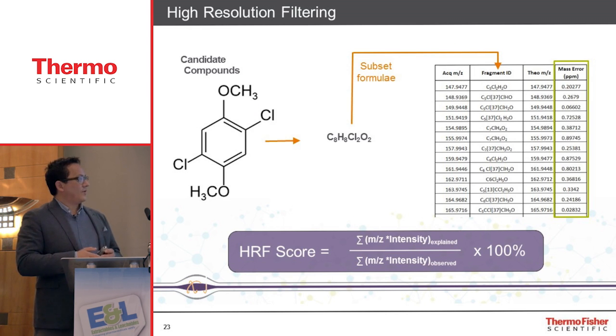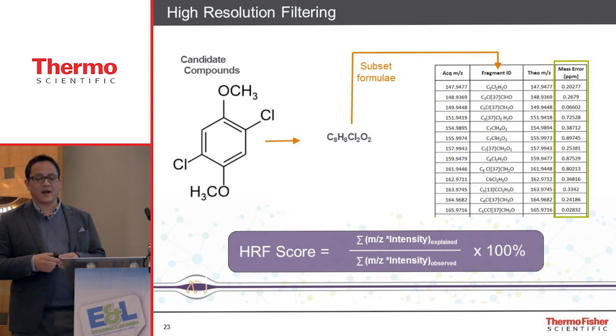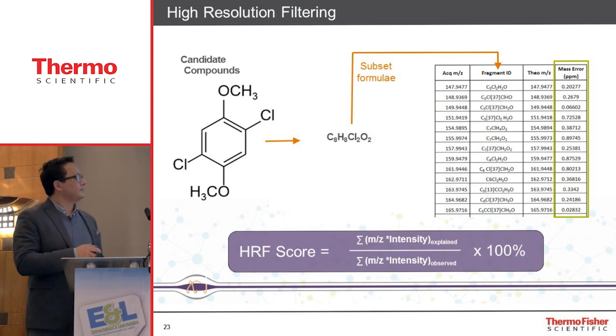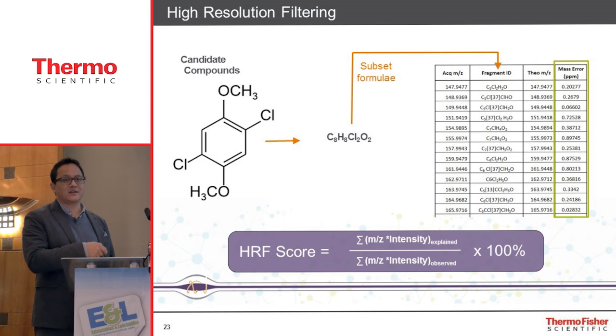So one of the algorithms under the hood is what we call a HRF scoring algorithm. It's fairly simple, actually. It's a high-resolution filtering score. When you identify the molecular ion, that gives you some information, but you've got all that nice fragment ion information that you don't want to lose, and that really gives you the confidence in the analysis. All of these fragments also have exceptionally low mass error.